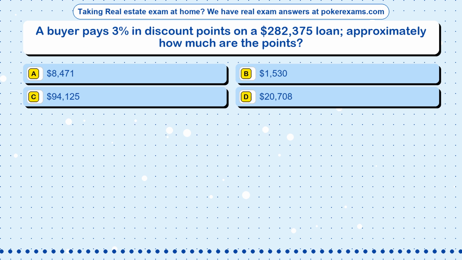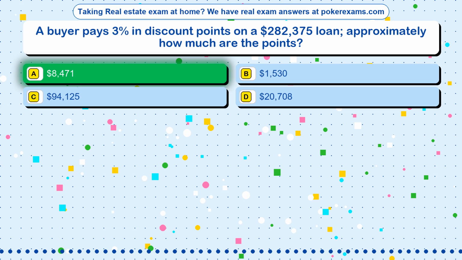Question 97. A buyer pays 3% in discount points on a $282,375 loan. Approximately how much are the points? Option A. $8,471. Option B. $1,530. Option C. $94,125. Option D. $20,708.